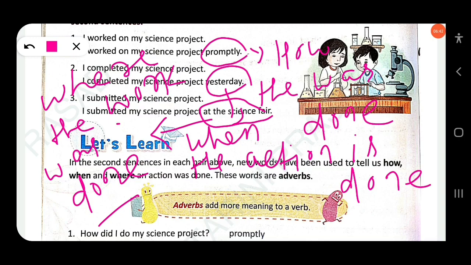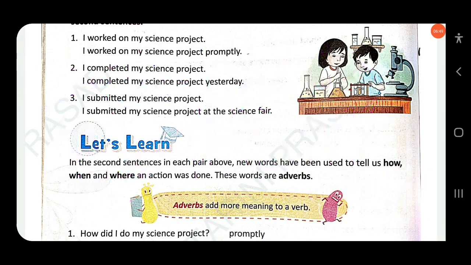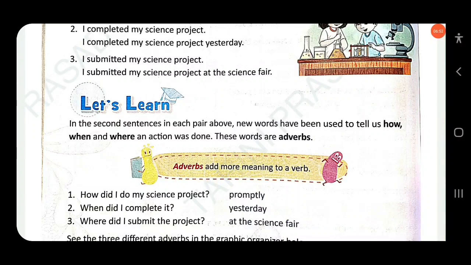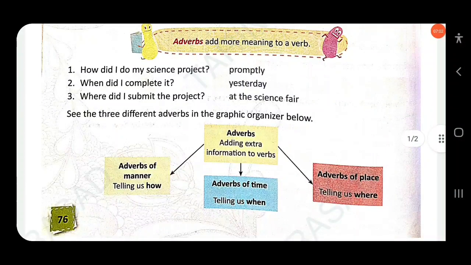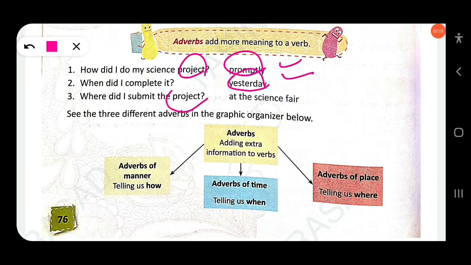Clear? So there are 3 types of adverb in your book. As the classes go on, you will learn more about the different types of adverb. Adverbs add more meanings to the verb. As we have already discussed, adverb tells more information about the verb. So here, how did I do my science project? Promptly. When did I complete it? Yesterday. Where did I submit the project? At the science fair.